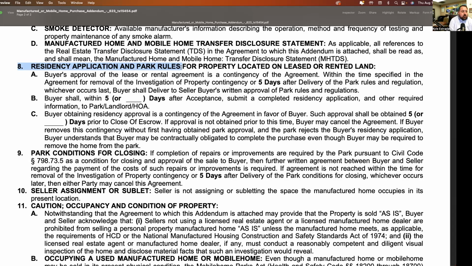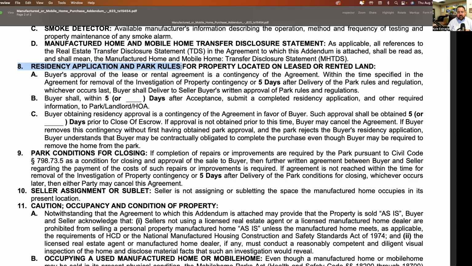So you can see a buyer's approval of the lease or rental agreement and the contingency is a contingency of the agreement. Within the time specified in the agreement for removal of the investigation of property contingency or 5 days after delivery of the park rules and regulations, whichever occurs last, buyer shall deliver to seller buyer's written approval of park rules and regulations. Buyer shall, within 5 days after acceptance, submit a complete residency application and other required information to park, landlord, or HOA. Buyer obtaining residency approval is a contingency of the agreement in favor of buyer. Such approval shall be obtained within 5 days prior to close of escrow. If approval is not obtained prior to this time, buyer may cancel the agreement. If buyer removes this contingency without first having obtained park approval and the park rejects the buyer's residency application, buyer understands that buyer may be contractually obligated to complete the purchase even though buyer may be required to remove the home from the park. So they added that now.